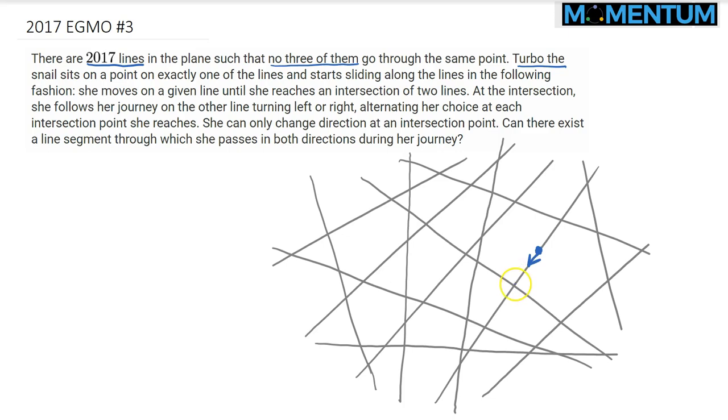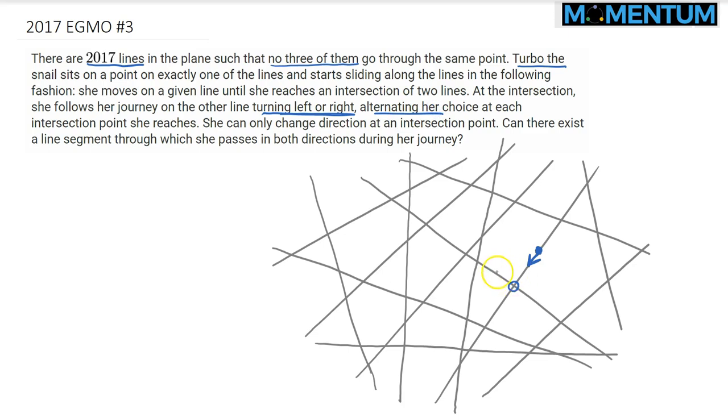And he starts sliding, let's say, in this direction. Each time he reaches a junction, he makes a decision. Well, not exactly. He either makes a left turn or a right turn, so he cannot go straight. At each junction, you either make a left or a right. So we are saying that she will alternate, basically.